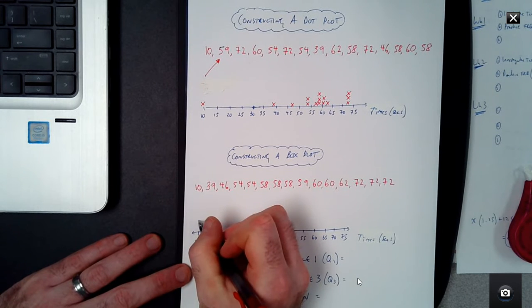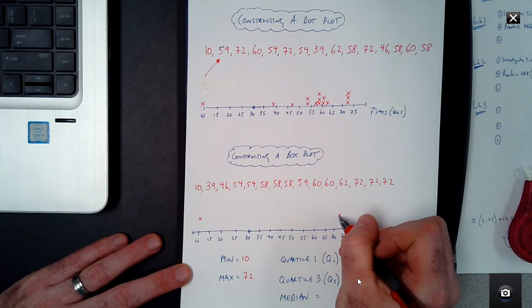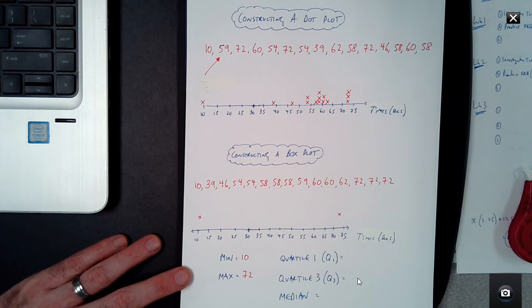And what we do is we put a dot or an X, it doesn't really matter what, above each of those values. So there's our min, and there's our max. Now, the median, I'll get to the quartile 1 and quartile 3 in a second.